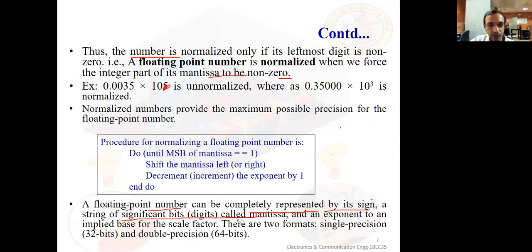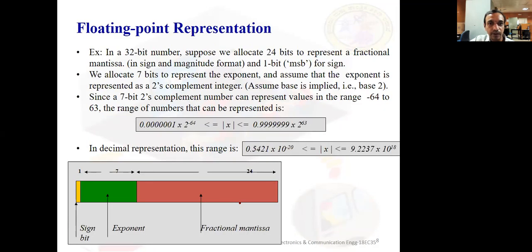There are 2 formats to represent floating point numbers: single precision format and double precision format. Single precision is a 32-bit format, double precision is a 64-bit format. In general, in a 32-bit number, suppose we allocate 24 bits to represent the fraction, that is the mantissa, and 1 bit for the sign. We can allocate 7 bits to represent the exponent. So 24 plus 1 for sign plus 7 is 32 in total.